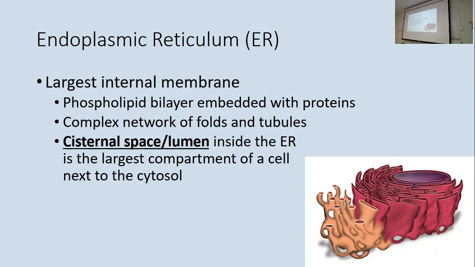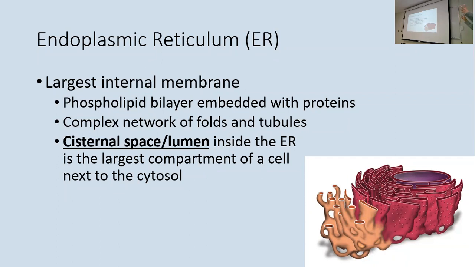And so it's a complex system of tubes. It's a complex network of folds and tubes. And so you get these spaces, right? These internal spaces in the folds of this membrane. And we call that the cisternal space or the lumen, right? Lumen is just a generic term for space inside of something, right? You've got a gut lumen. It's just the space in your gut. There's a space inside your endoplasmic reticulum, right?